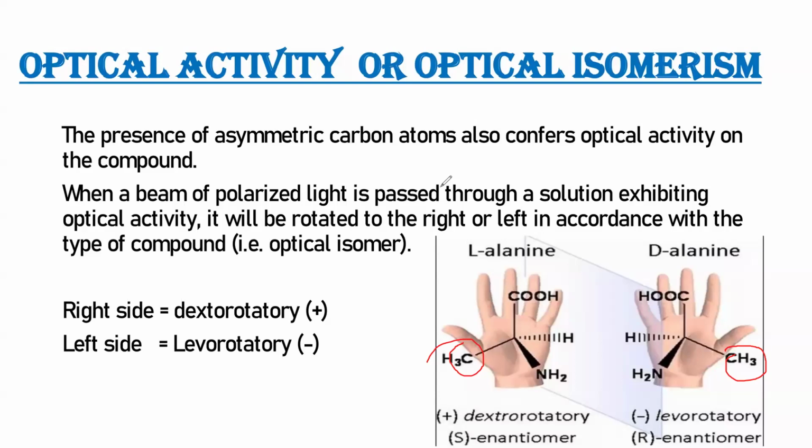So at this point, the most important thing that we should all know is just the orientation. It's just about the orientation of the carbon relative to a particular reference compound. For example, in this case, I took CH3 as the reference. In the case of L-alanine, the compound rotates to the right side, while in the case of D-alanine, the compound rotates to the left side.